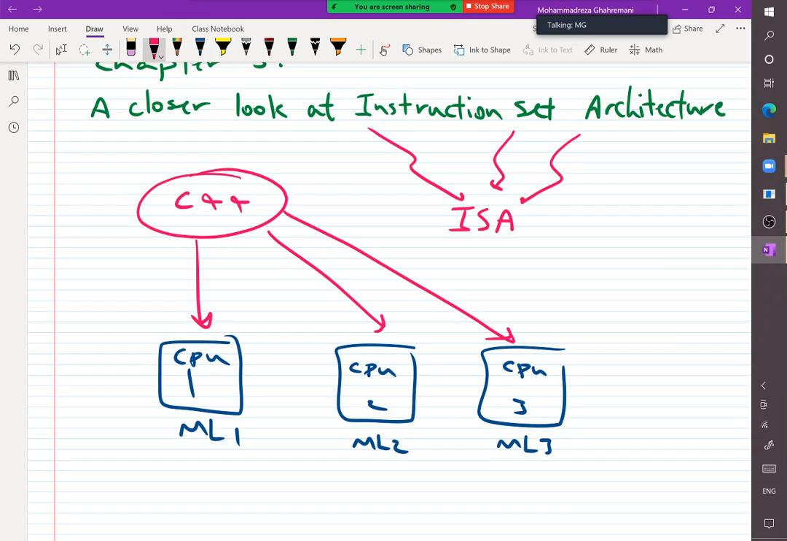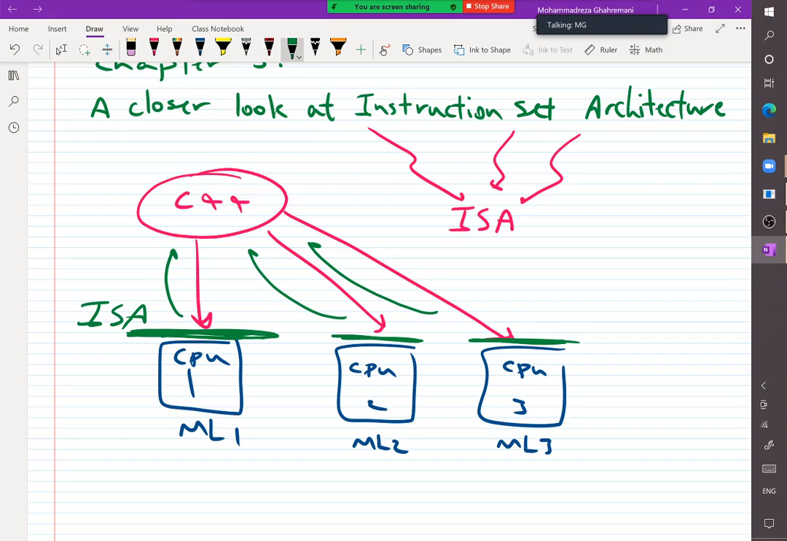So who is responsible to take care of this problem? Between the hardware and software level of each processor, there is a layer. This layer is the ISA. Each processor has this layer. It understands the high level language and translates it to the machine level language corresponding to the processor.